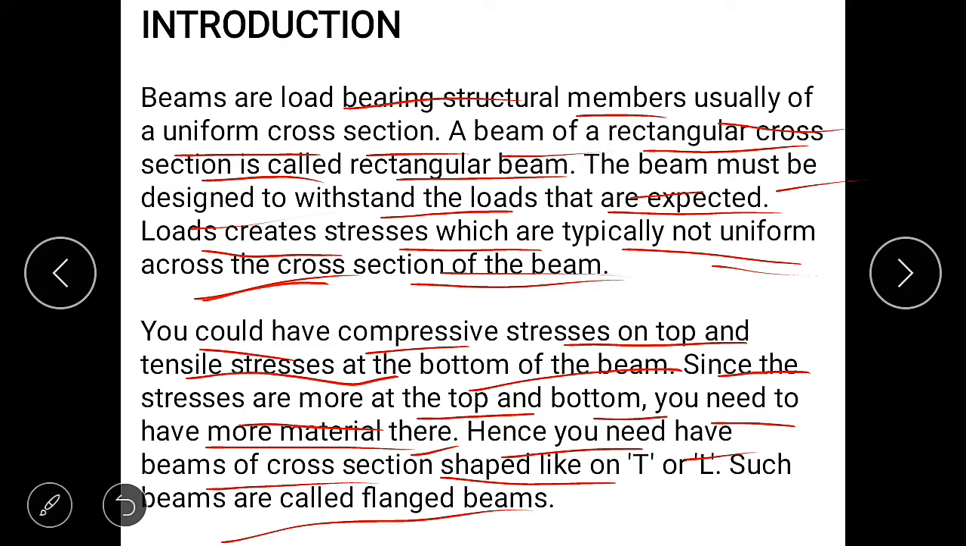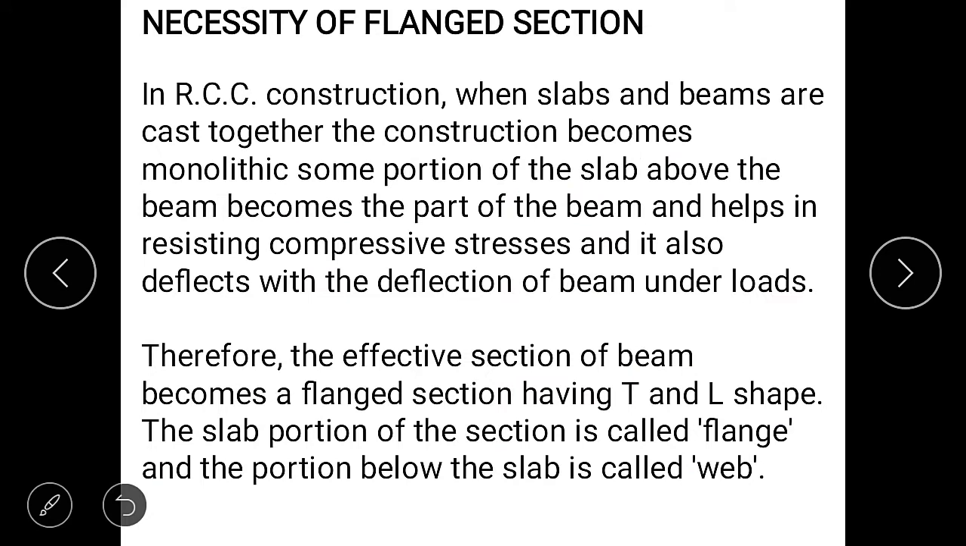Why do we have to provide a flanged beam? Because the stresses on top and the stresses at the bottom are not uniform, not equal, because of that we have to provide a flanged beam. Now, the necessity of a flanged beam.